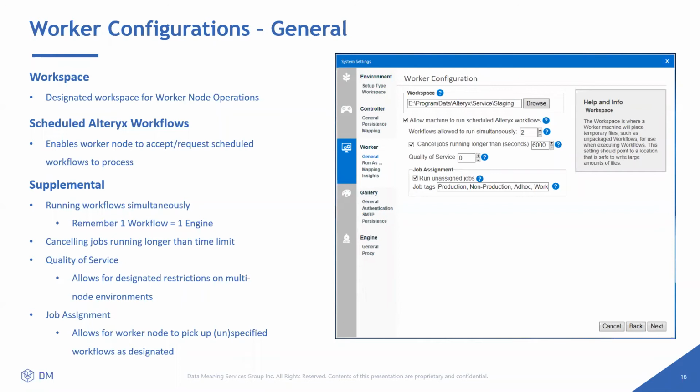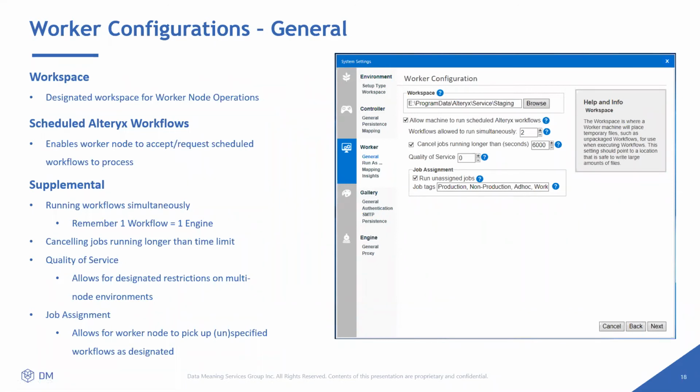But the idea is if you have, for example, 4 cores on your machine, you should be able to confidently say, I want to run 2 workflows simultaneously. So 2 cores for 1 workflow. The other thing to remember is, again, 1 workflow is equal to 1 engine. You can have multiple engines on a worker node, but the more you add, the more bogged down your environment becomes. The next little area here, the ability to cancel jobs that are running longer than a certain amount of time.